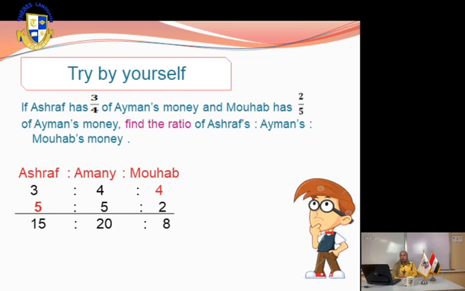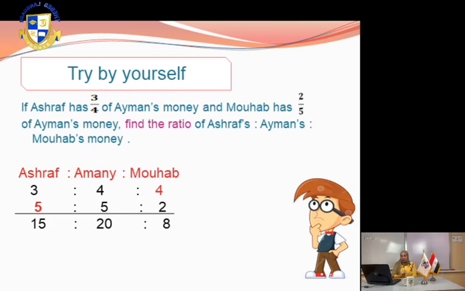Our second ratio is 2 over 5. But take care. Here, Muhab to Ayman. So Muhab must take the 2 and Ayman must take the 5. So it will be 5 to 2. Okay? Don't mix it, because I said Muhab firstly. So Muhab will take the 2. After that Ayman will take the 5.